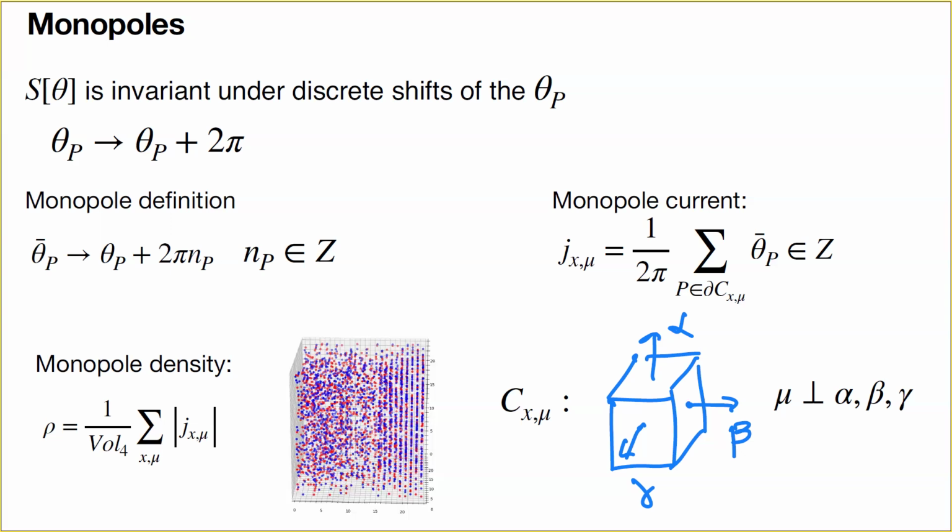So monopoles in U(1) come from the invariance under discrete shifts of the theory. If we add 2 pi to our plaquette angle, then our action is invariant under this discrete transformation. Then we can define the monopole as a rotation by 2 pi times some number which belongs to Z.